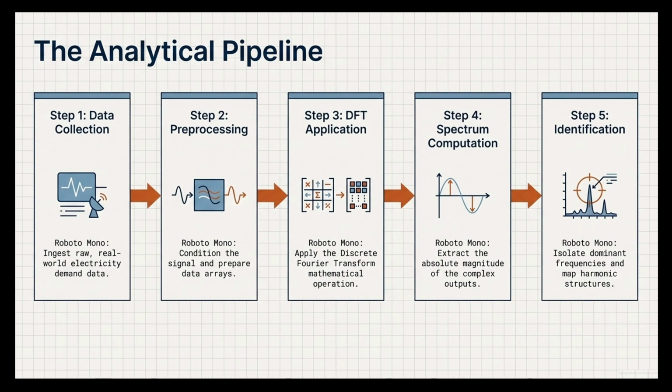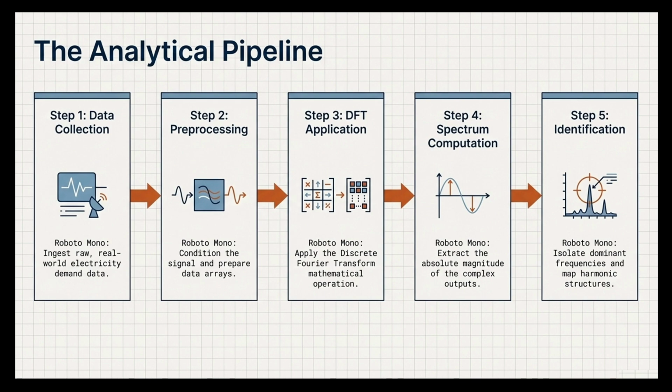In this project, we followed a computational approach. First, we obtained the electricity demand data recorded over time. Next, we treated the demand values as the time series signal. Then, we applied the fast Fourier transformation, which efficiently computes the Fourier transformation for the discrete signal. Finally, we calculated the amplitude spectrum to identify the dominant frequency components in the signal.